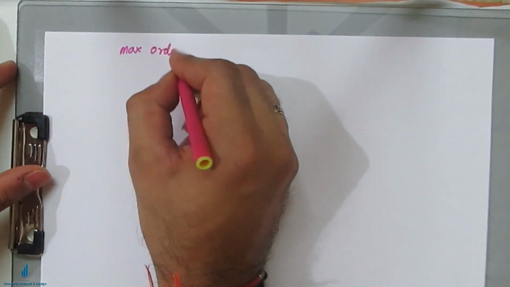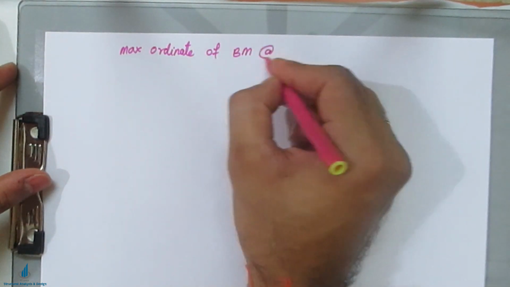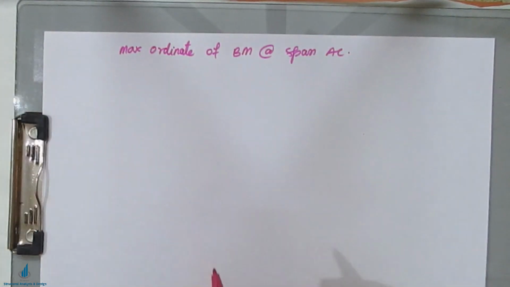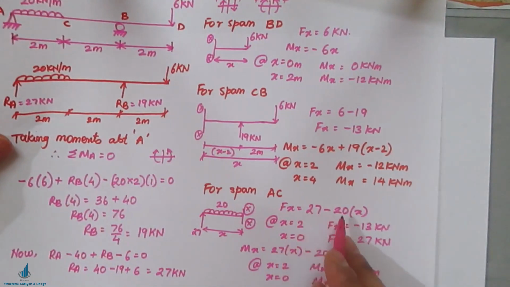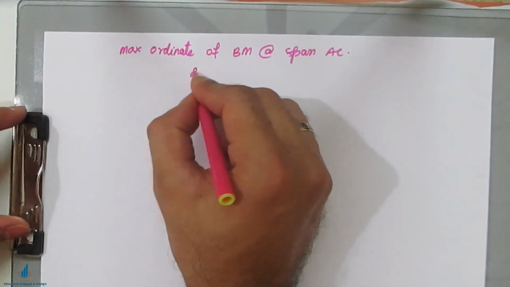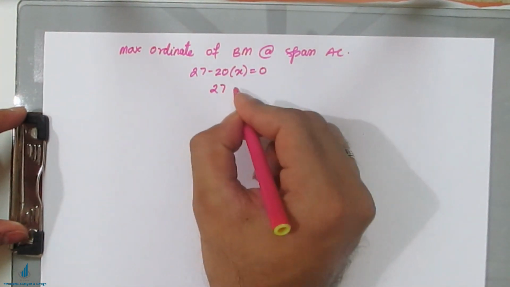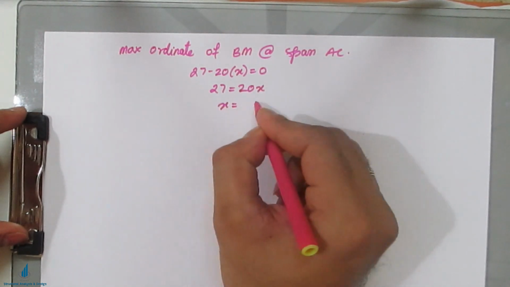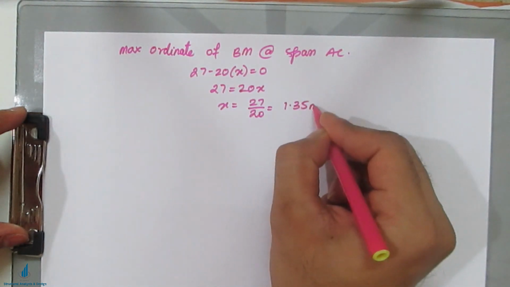Maximum ordinate of bending moment at span AC. To find that, first you have to find the x value, and you can find the x value from this shear force equation. So 27 minus 20x equals 0. So 27 equals 20x. So x equals 27 by 20, which comes out to be 1.35 meters.